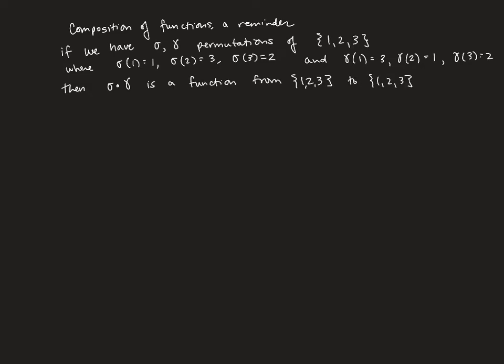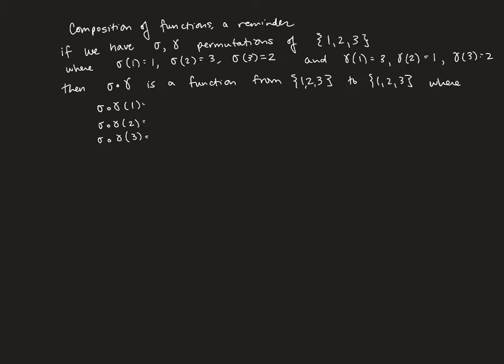Now, when we compose sigma and gamma, it's going to give us a function from 1, 2, 3 to 1, 2, 3. And here's how that function actually works. Well, since it's a function from 1, 2, 3 to itself, we're going to have to be able to plug in 1, 2, and 3 to this function. And when we do that, I'm hoping it's a permutation again.